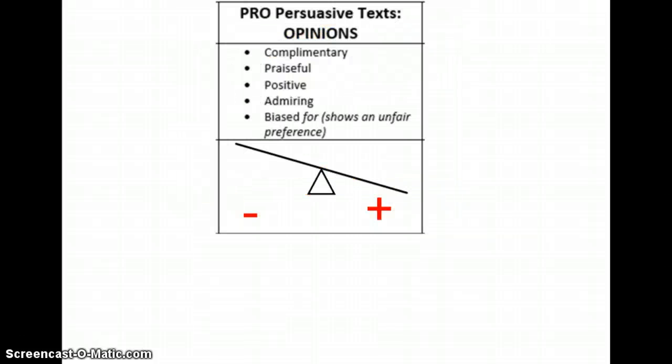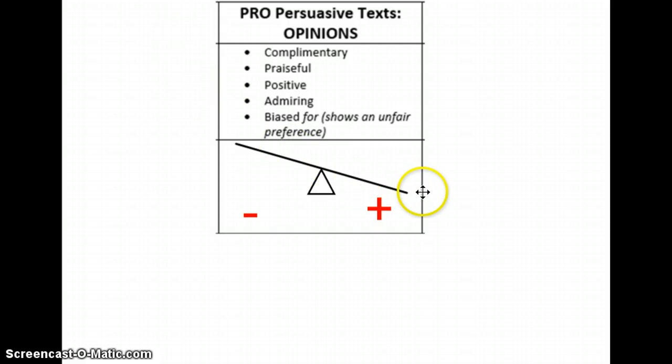Another possible tone is a pro tone. Pro means for. So in persuasive text, if a tone is pro, then it's full of opinions. And the tone would be complimentary, praiseful, positive, admiring, and biased for. Bias means showing an unfair preference.